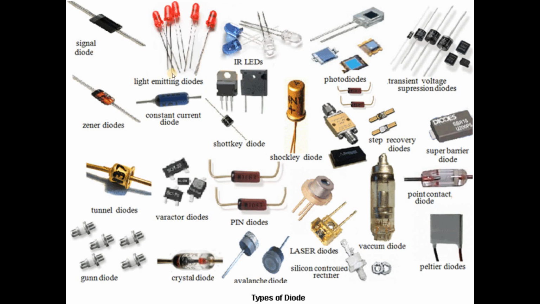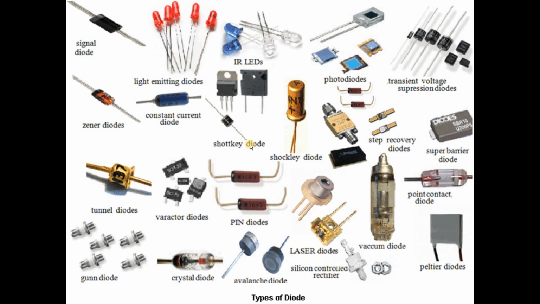Let's talk a little about this. This is the signal diode that we'll be using most of the time. We have IR, which means infrared light. We have light emitting diode. This one is also common. We have photodiodes. We have transient voltage suppression diode. We have vacuum diode. This one is no more in use nowadays.